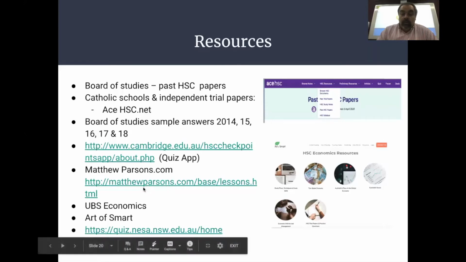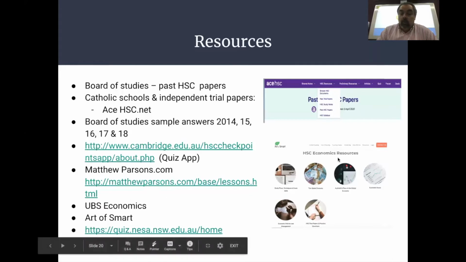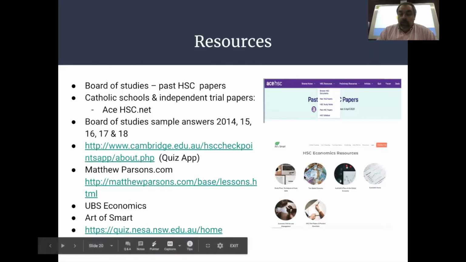UBS Economics is another good source. The Art of Smart, very good website, and you can see the image over here on the right. Very good resources on this website. And it breaks down questions like what I will do with you in these videos. And there's some very good material in there.